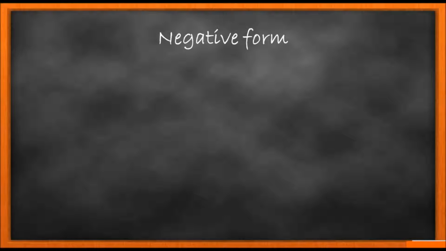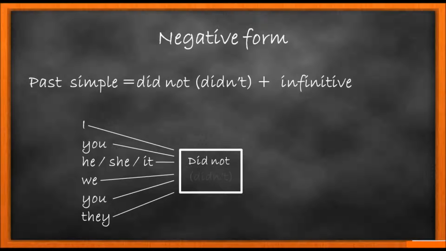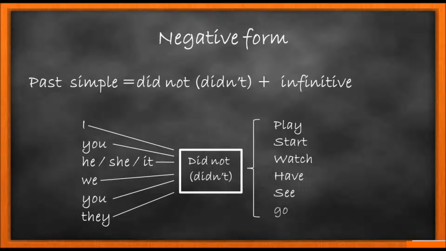Negative form. We use did in past simple negatives as an auxiliary verb, also known as a helping verb. So past simple negative is composed of auxiliary verb did not plus infinitive. I, you, he, she, it, we, you, they did not play, start, watch, have, see, go. Notice that you don't have ed at the end of the verb. You use just the infinitive.